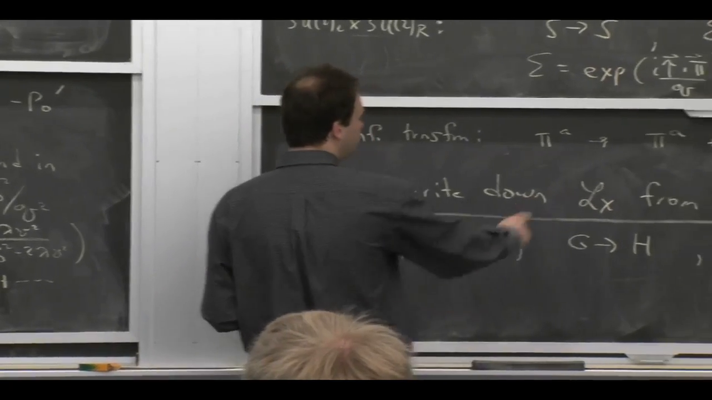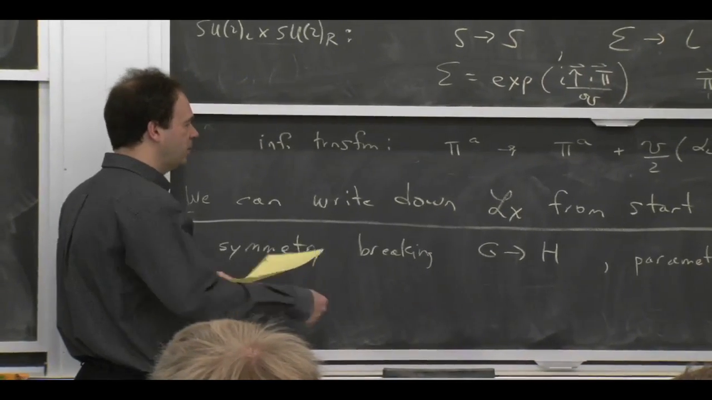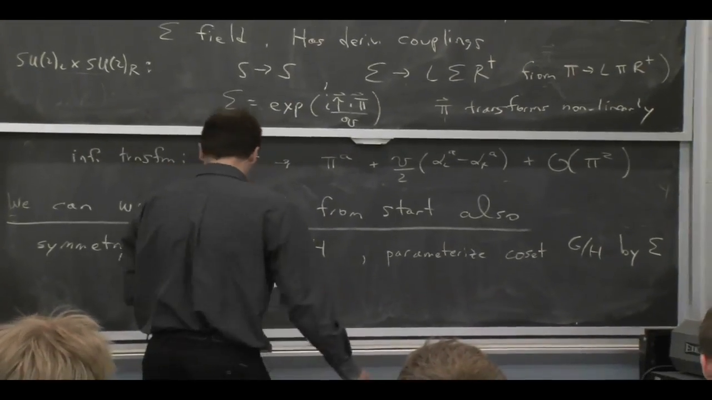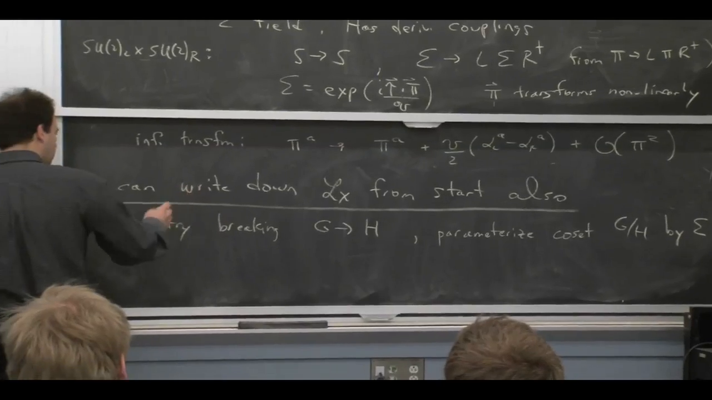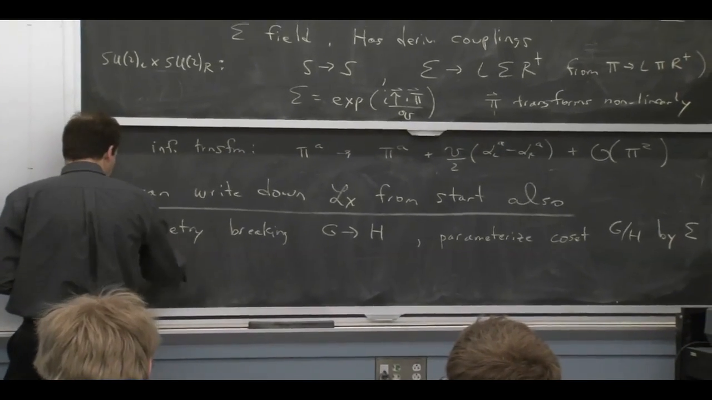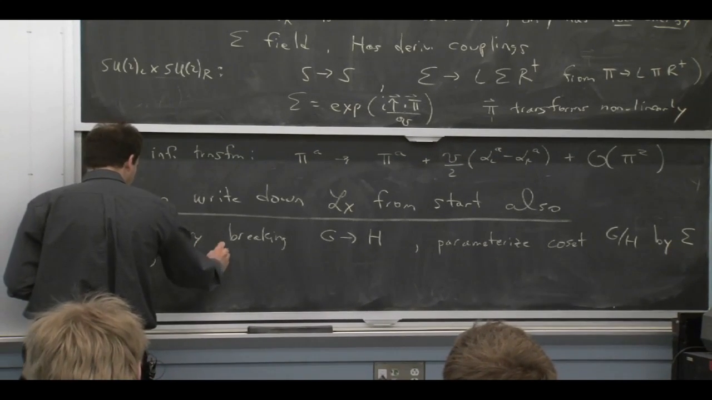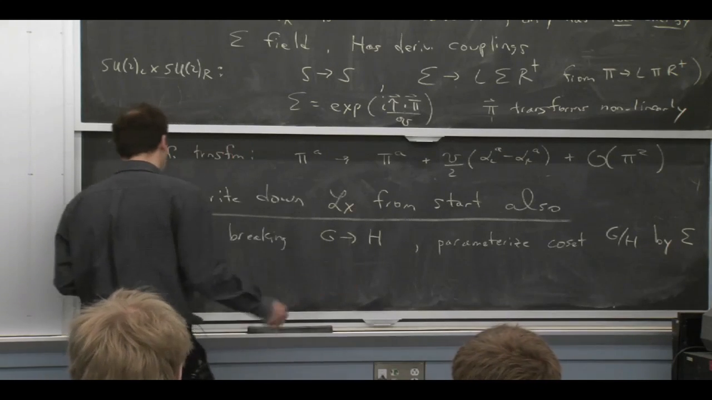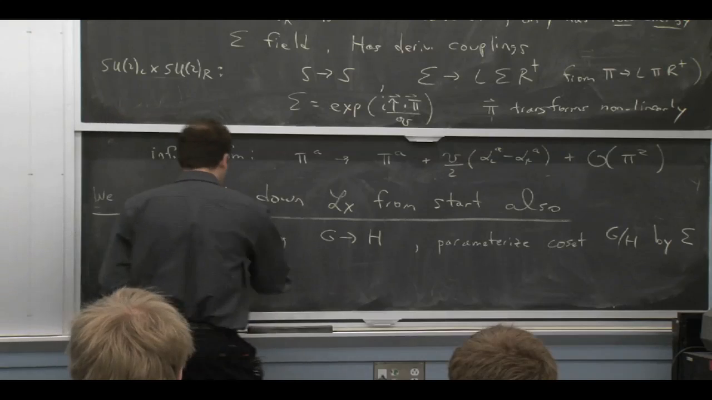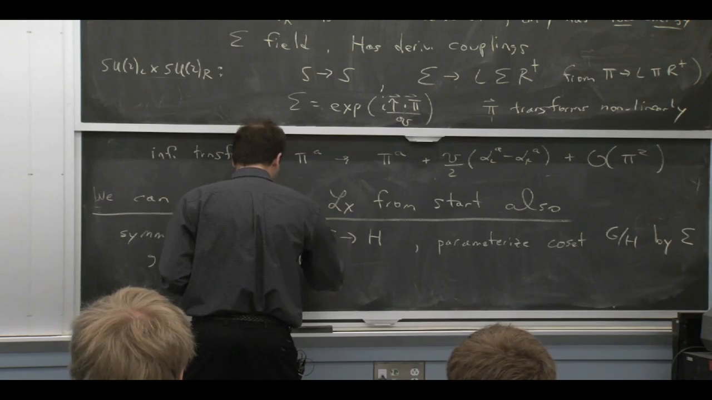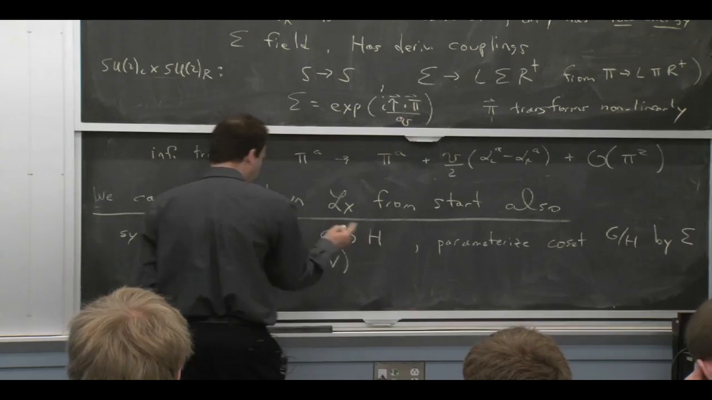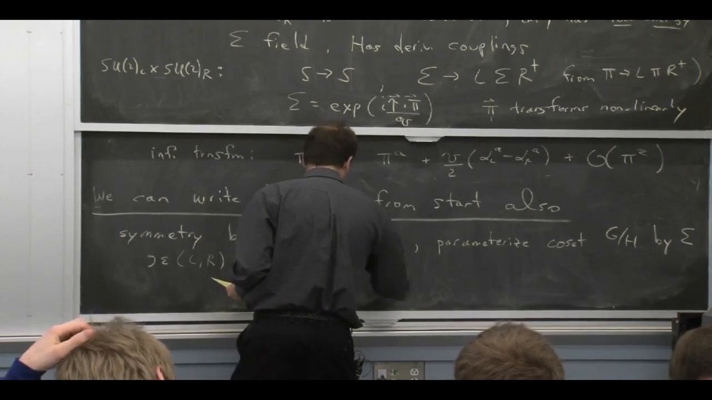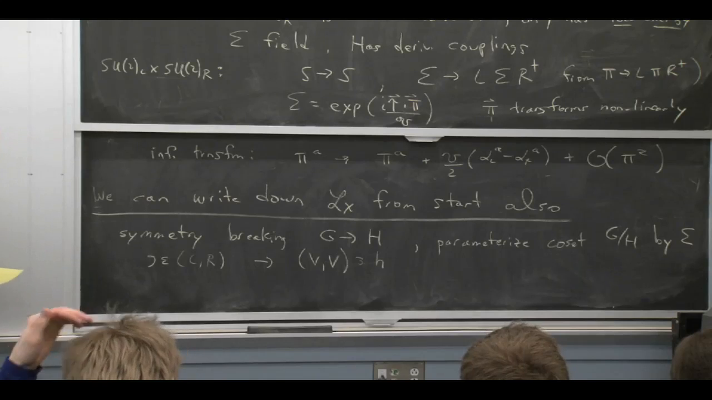OK, so how would we do this construction of sigma if we didn't know about this linear sigma model way of getting there? So we have a generator G, which is in L comma R. That's my notation for the combined SU(2) left cross SU(2) right, for example. And that's going to be broken down to something that's in the vector subgroup, which I'll denote like this, V comma V. And then an element of that we can call H.